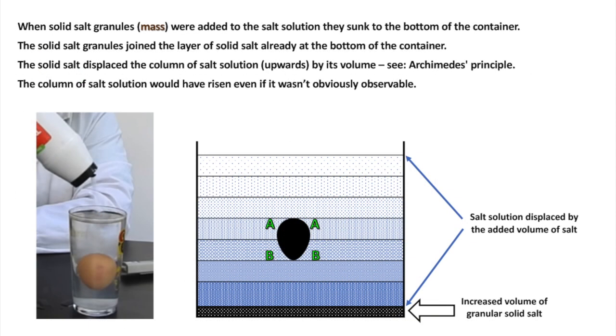It is assumed it was not saturated and more salt will dissolve into the solution. When solid salt granules, mass, were added to the salt solution, they sunk to the bottom of the container. The solid salt granules joined the layer of solid salt already at the bottom of the container. The solid salt displaced the column of salt solution upwards by its volume. See Archimedes' principle. The column of salt solution would have risen if it wasn't obviously observable.